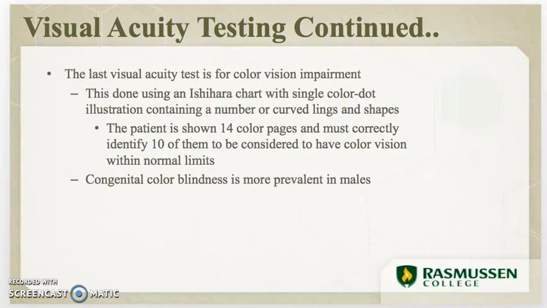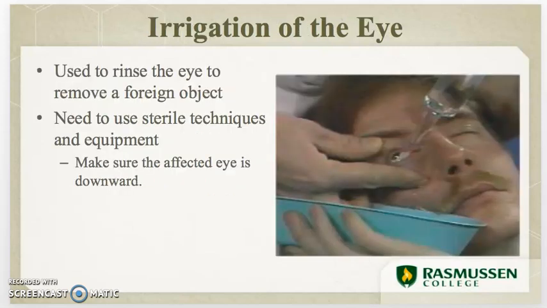Now, with this, just doing visual acuity testings, medical assistants are also responsible for a couple of other testings, such as eye irrigations or installing eye medications. An eye irrigation is where you will rinse the eye to remove any foreign substances or chemicals that have been in there. This requires the use of sterile techniques and equipment.